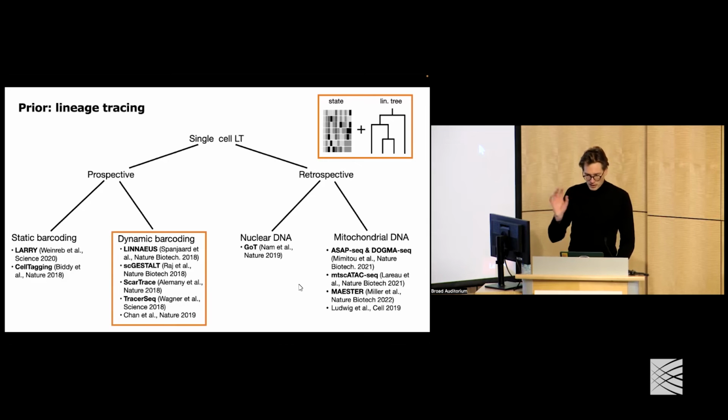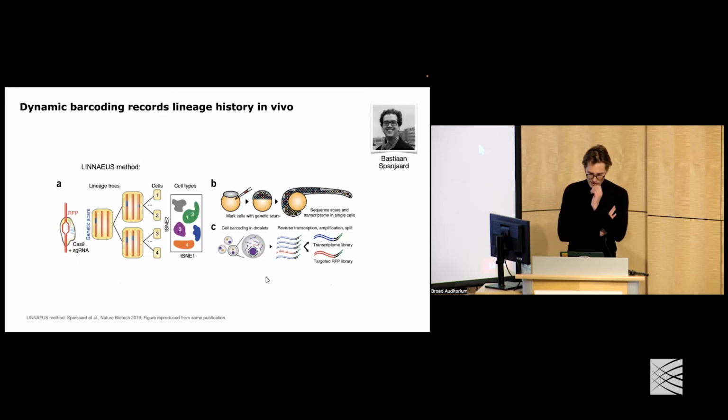And on the retrospective side, you can either use naturally occurring mutations in nuclear DNA, or you can use them in mitochondrial DNA. In this project, we focused on dynamic barcoding technologies, such as the Linnaeus method, for which we also collaborated with Bastian. This is one of these methods where you engineer a barcode into cells together with an editing system. Then as time goes on, this barcode is stochastically edited by your CRISPR-Cas9 system, such that over time barcode complexity increases, and you can use these barcodes that you read out together with gene expression information to reconstruct lineage information across cells.